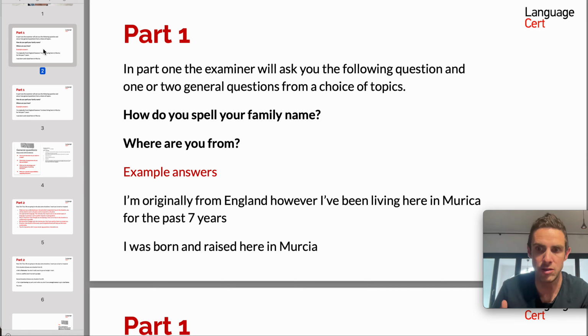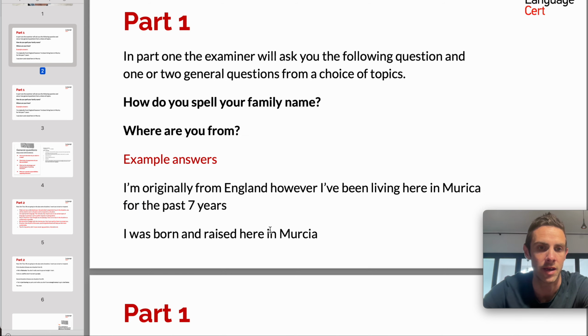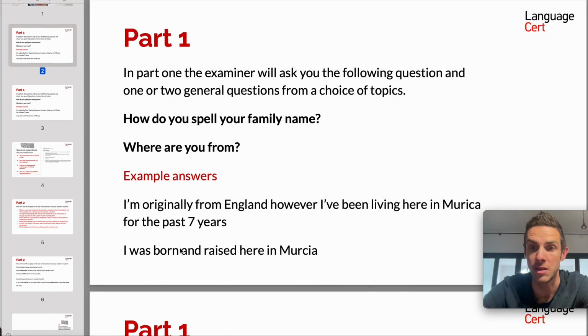Now, I know at B2 level, you should understand every single part of that answer and you should be able to produce every single part of that answer. But just take a look at it. Let's break it apart. I'm originally from England. However, we've got a cohesive device. I have been living, present perfect continuous, here in Murcia for the past 7 years. I'm showing that I know the difference between for and since. Okay? Another option that you could say using the passive is I was born and raised here in Murcia, or here in wherever you were born and raised.